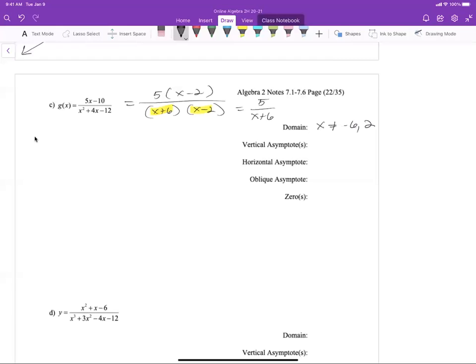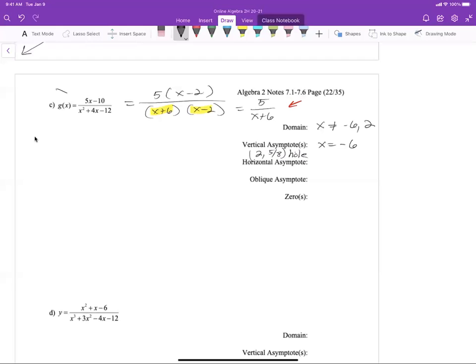What happens to my function as x is equal to -6? I'm going to look at my simplified version, and I can say 5 divided by, well, when x is -6, it ends up being 0. So I have a vertical asymptote because my numerator is not 0. So I have a vertical asymptote at x equals -6. Well, if I plug in 2 for x and I look at my simplified version, I have 5 over 8. And that is not unbounded, it's a finite number. And so I have a hole at x equals 2 and y equals 5/8.